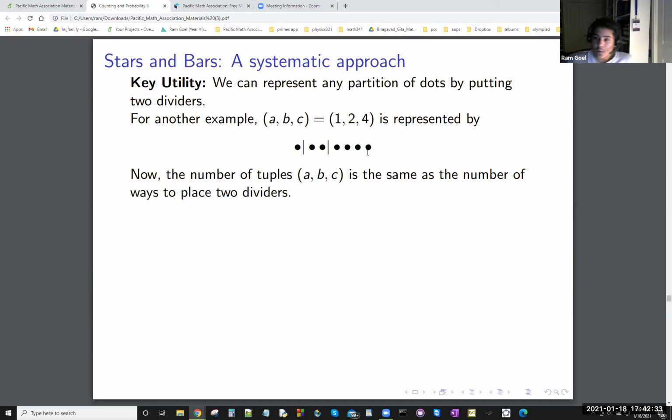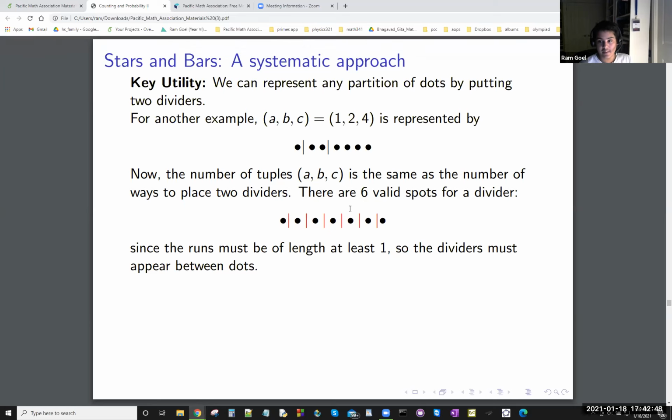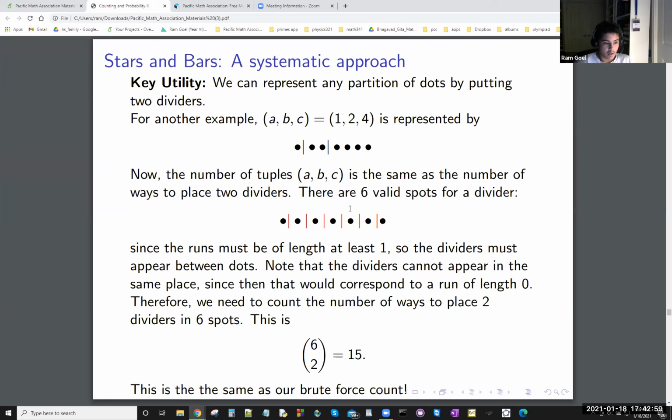So now we just want to count the number of ways to put 2 dividers between these 7 dots. There's 6 valid spots for a given divider because there's 7 dots and between these are the 6 possible spots. Since each run must be length at least 1 because they're positive integers, the dividers must appear between the dots. In particular, the dividers cannot appear to the left of the dots or to the right. So these red lines are where the dividers can appear. And now we just need to count the number of ways to place two dividers in 6 spots.